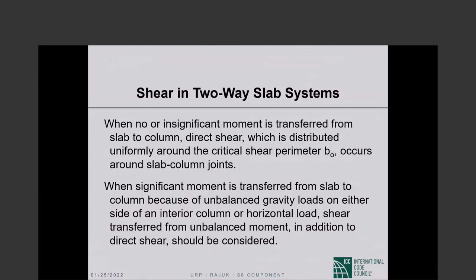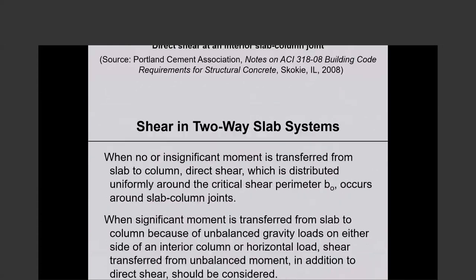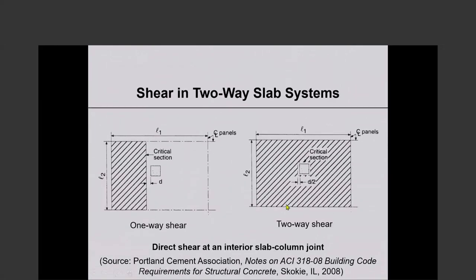So when no or insignificant moment is transferred from slab to column, direct shear, which is distributed uniformly around the critical shear perimeter b sub 0, occurs around slab-column joints. So the critical section, which is all around the column, the total perimeter of that is denoted by b sub 0. The four sides added together is b sub 0.